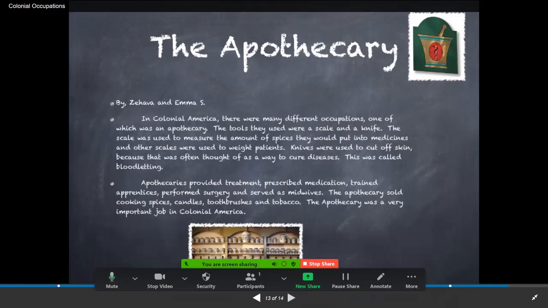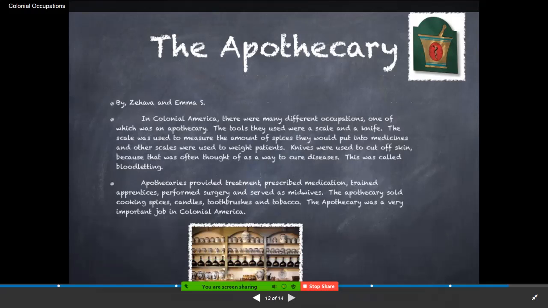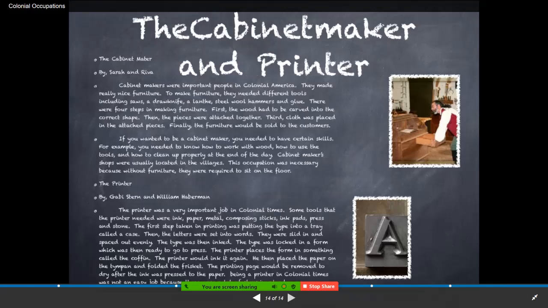The apothecary, fancy word for the pharmacy or where you get your medicine. The cabinet maker and printer. Somebody could make cabinets so you could store stuff. And printer, this is not in an era where you could just jump on Google and find something to read. Somebody actually had to put the letters in order on these giant presses to make things like books and newspapers. And it was a very difficult, time consuming, but important job.